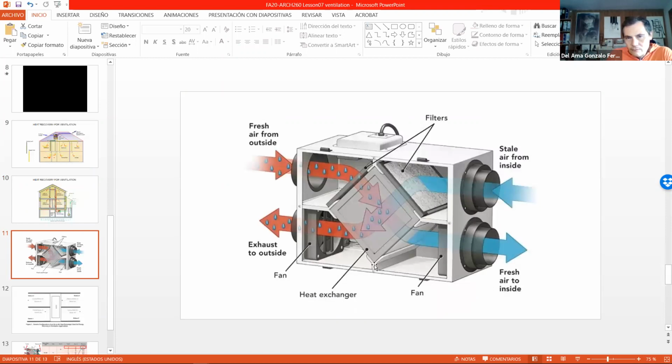Okay, so we always have 4 ducts: 1, 2, 3, 4. We have the fresh air from outside. This is the fresh air to inside. This is the supply. This is the return, and this is the exhaust to outside. And this is the device, that rotated cube with filters. Yeah, this is complicated, but we don't have to know what's inside because we are architects. We just need to understand the heat recovery capacity, and that's it.